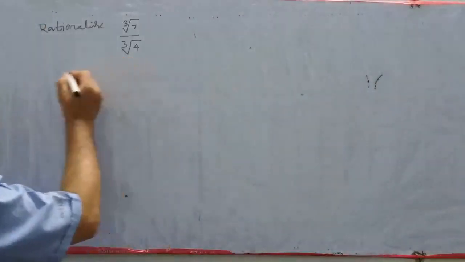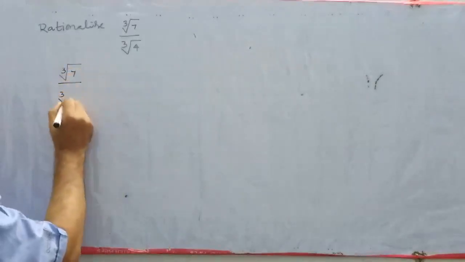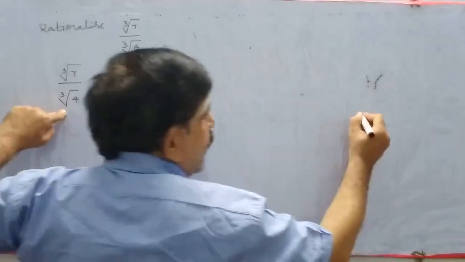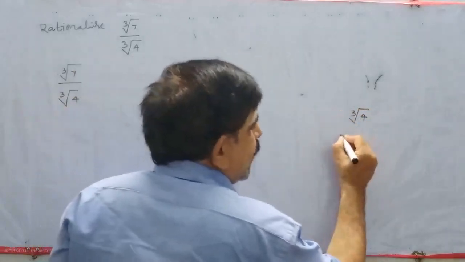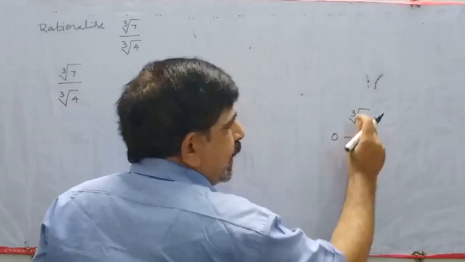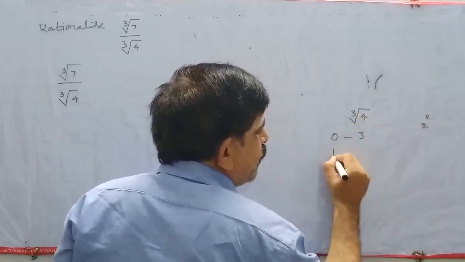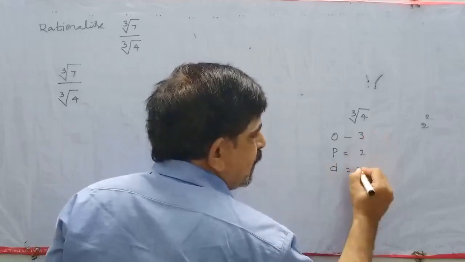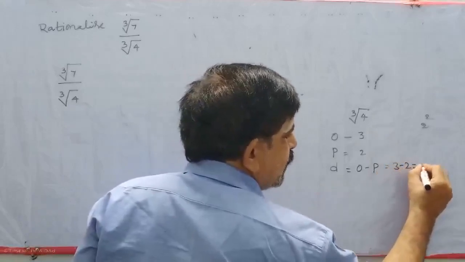Okay. Now the given question is cube root of 7 by cube root of 4. We have to rationalize the denominator. See here, cube root of 4. What is the order? 3. Order is, O is nothing but order. Order is 3. Next, 4 can be written as 2 square. That means exponent or power. Power is equal to 2. Next, difference. Difference is equal to order minus power, that is 3 minus 2, which is equal to 1.